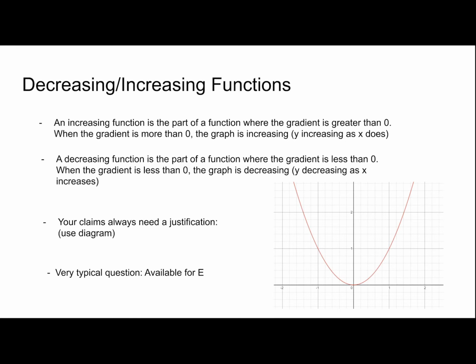So just an example here, we have a parabola. To the right here, our graph is sloping upwards, so therefore it's increasing and x is greater than 0. So gradient is greater than 0. To the left side here, as you can see, the graph is sloping downwards and therefore it is decreasing. The x is less than 0.